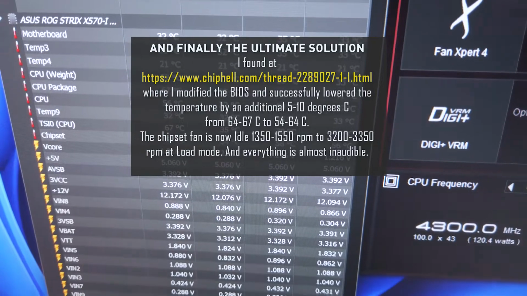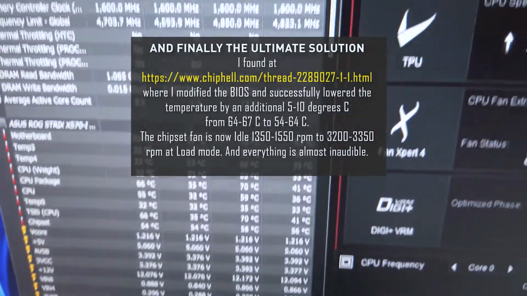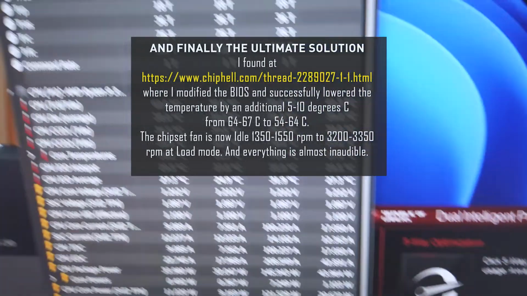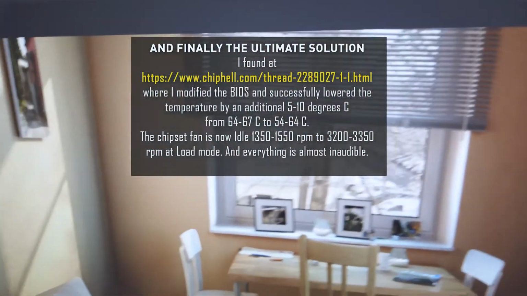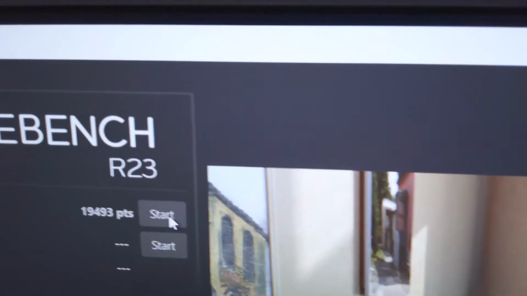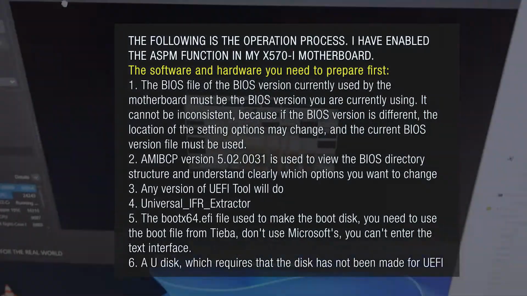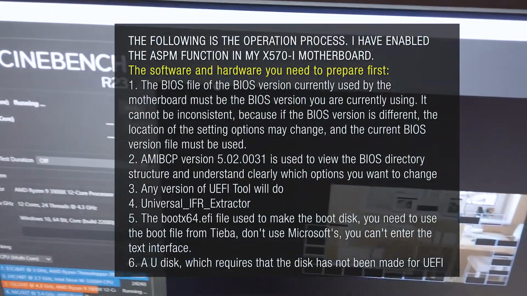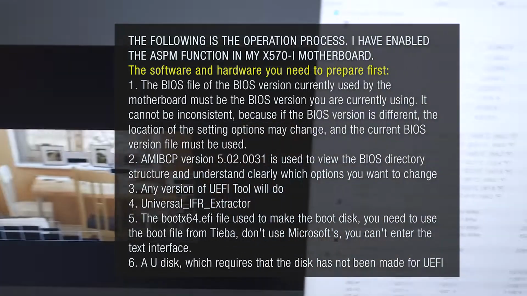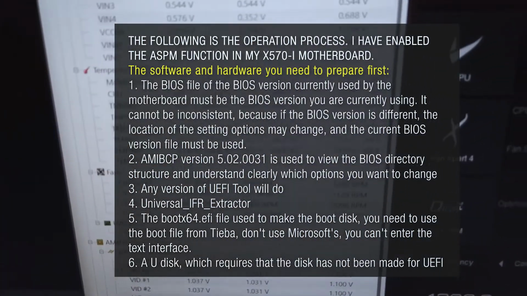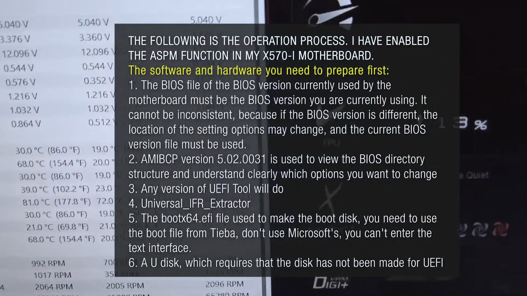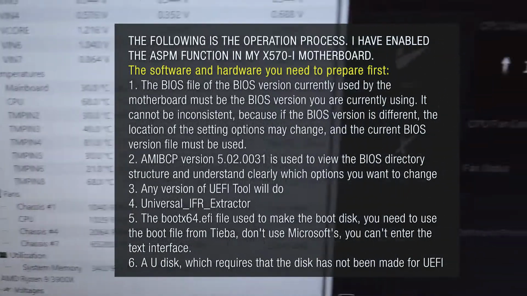In idle mode, the rotation of the PCH fan is 1350 to 1550 RPM, while in full load mode, when Cinebench 23 is running, the rotation of the fan is at 3200 to 3350 RPM, and the whole system is very quiet.